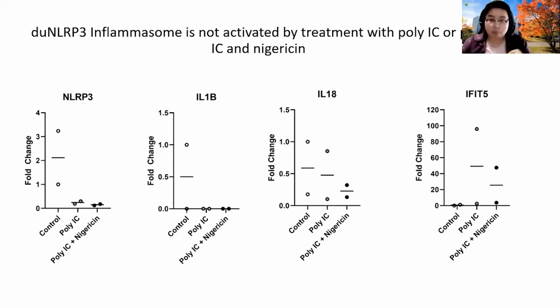I looked at the gene expression of these different genes through qPCR. I looked at NLRP3, IL-1 beta, and IL-18, as well as IFIT5 as a positive control. We can see that IFIT5 is upregulated in these cells, indicating that cells do respond to treatment. However, when we look at the components of the NLRP3 inflammasome, we see that NLRP3, IL-1 beta, and IL-18 all show little to no upregulation, indicating that nigericin does not induce any activation.